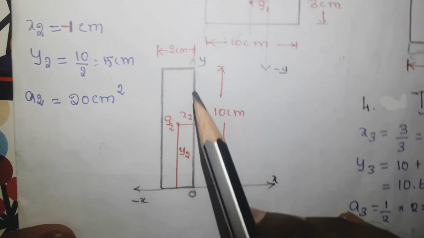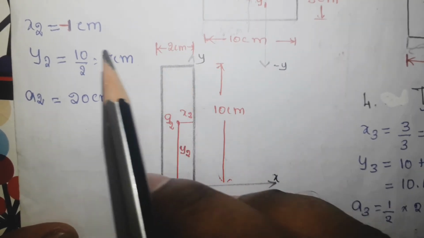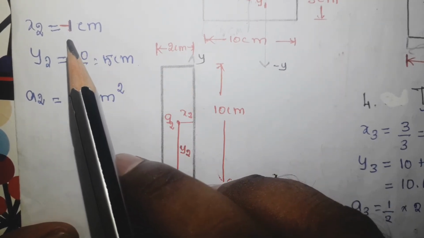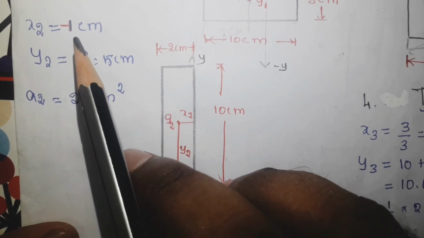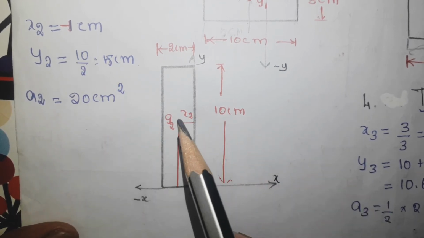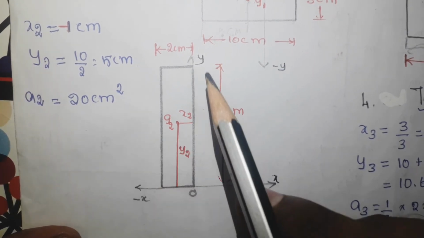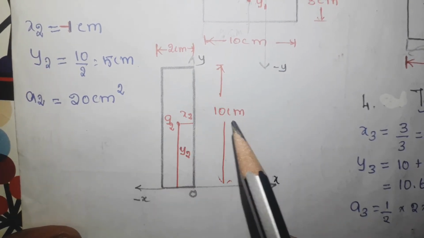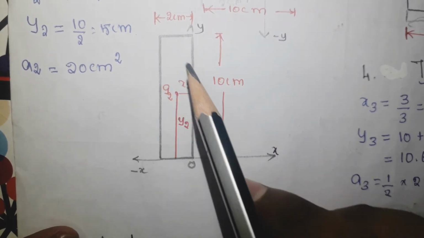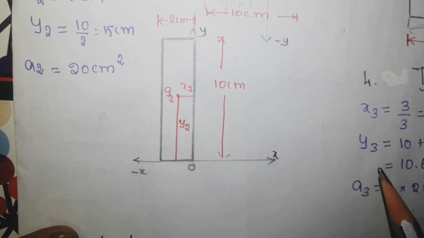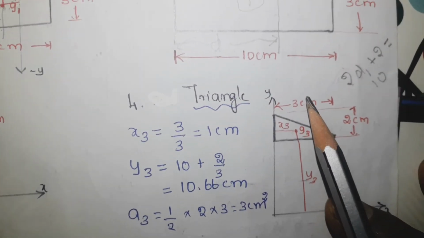Since this is a rectangle, this x2 is nothing but half of these two, so 2 by 2, which is equal to 1 centimeter, and the minus is because the coordinate is in second quadrant, so x2 is equal to minus 1 centimeter. And for y2, this is the one of y2, which is nothing but half of this distance, so 10 by 2, which is equal to 5 centimeter. Then area a2 is nothing but 2 into 10, which is equal to 20 centimeter square.